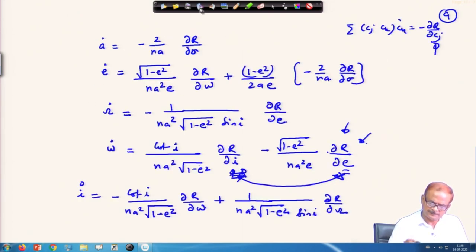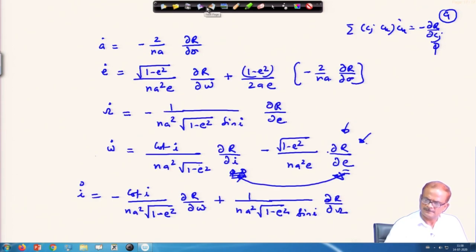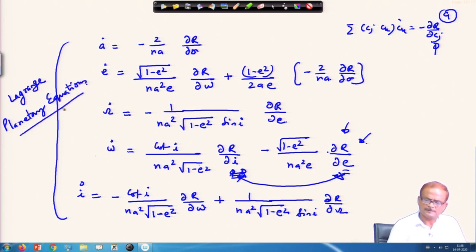Okay, so this way how many equations we have written? 4, 5 here and 1, 6. So, total 6 equations, and together they are called Lagrange planetary equations. And these need to be solved, but they can be solved only if you know the R in terms of these parameters. Once you insert that, then these equations can be integrated and solved.